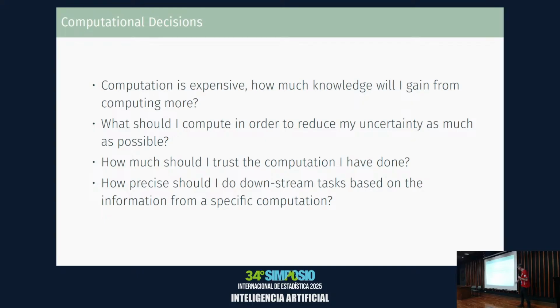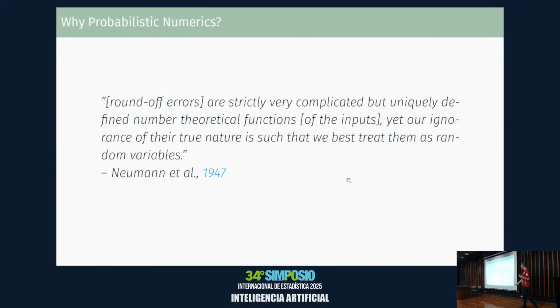And there's a beautiful saying by von Neumann, 1947. Round-off errors are strictly very complicated, but uniquely defined numeric number theoretical functions of inputs. Yet, ignorance of their true nature is such that we best treat them as random variables, right? Rounding in a computer, you can see this, right?